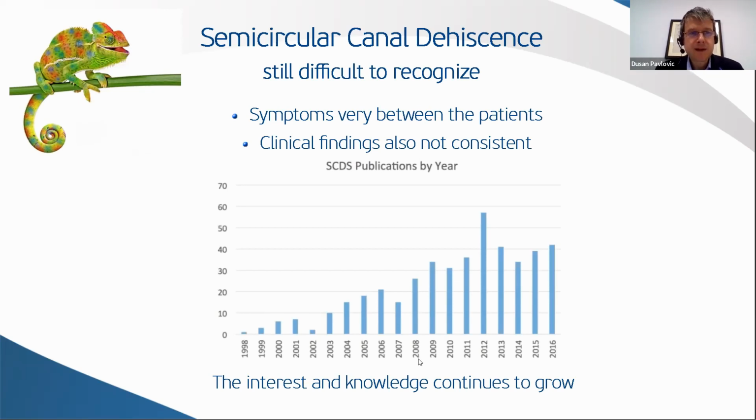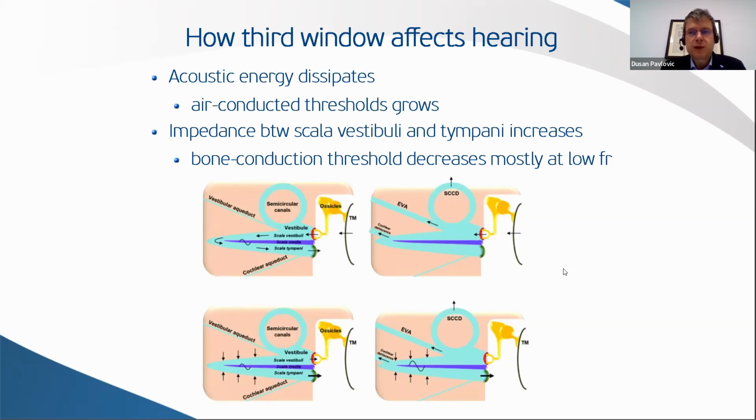You see this chameleon, and I put it there because the symptoms of a patient with semicircular canal dehiscence really vary a lot between patients. So it's frequently difficult to recognize it on the basis of a patient history. But as you see here, the knowledge from year to year is growing. And now we actually know the mechanism of hearing loss in patients with a third window lesion.